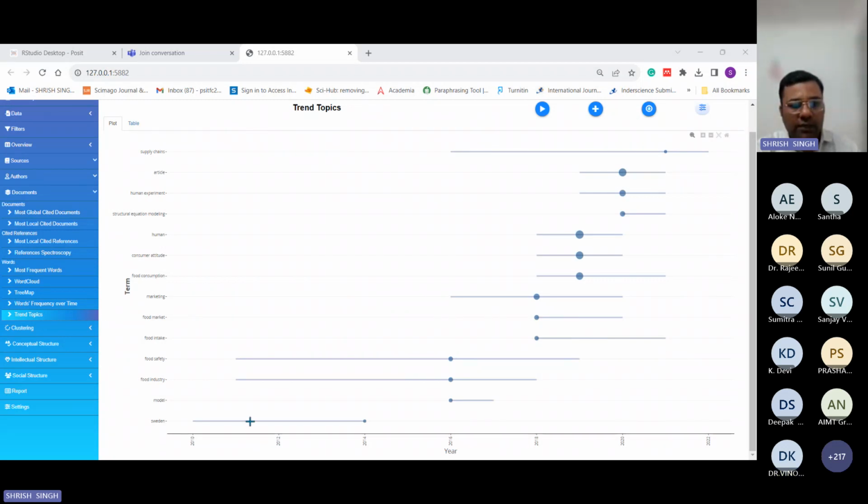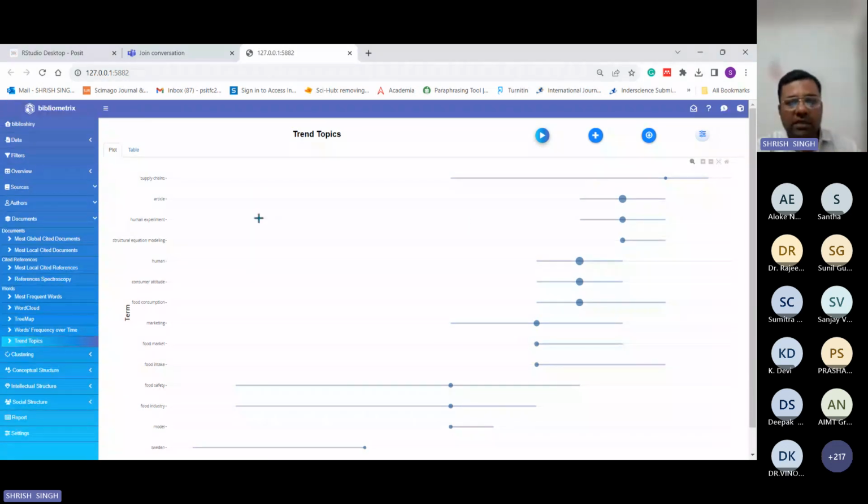Suppose we see this one, Sweden. Sweden was used from 2010 to 2014. Now it is obsolete, right? Now we are not using this type of terminology, so we can ignore it. So you can find things from here, and you can also make a table of this.